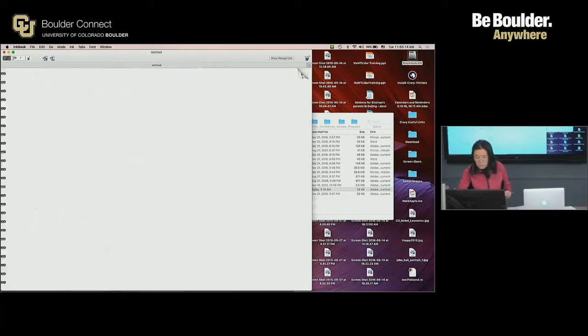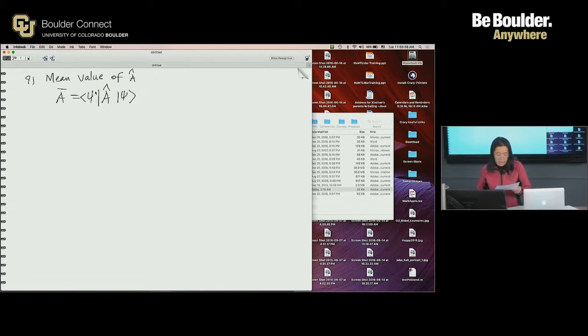Okay. So the next one is the mean value of an observable. So the mean value will be given by this. Maybe I should write it a slightly different way. This is a state psi. A is acting on that, which means you are making a measurement. So if you make many measurements, eventually you can calculate a mean value, and it is given by this expression.